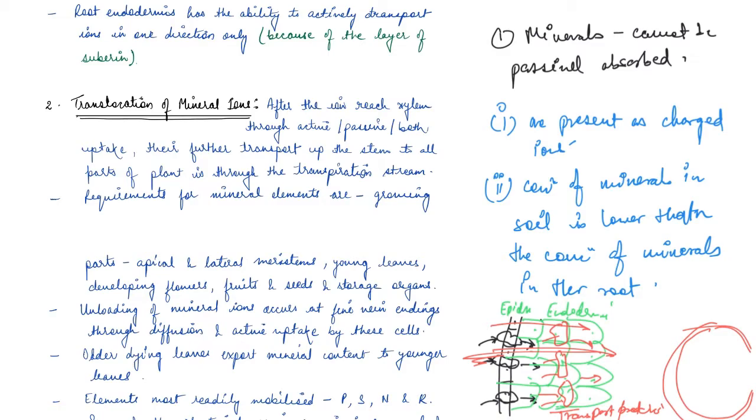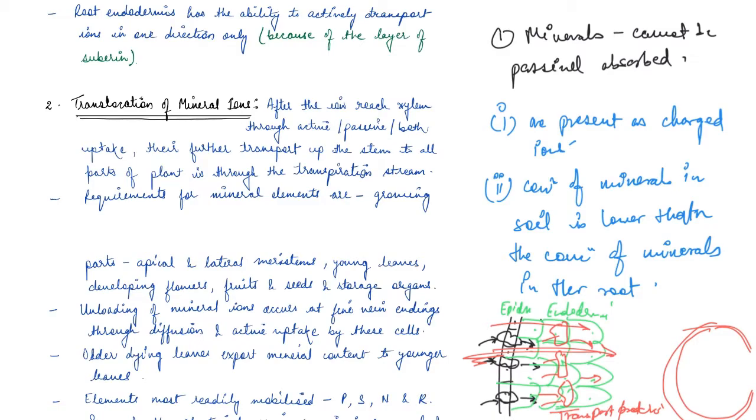Like we have the meristems, right? We have the apical and lateral meristems. So this requirement of mineral ions will always be in the growing regions of the plants, like the apical and lateral meristems, then young leaves, developing flowers, fruits or seeds, or storage organs. So what happens is that unloading of mineral ions occurs at the vein endings through diffusion and active uptake by these cells.